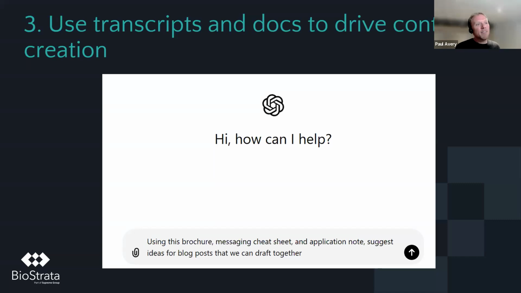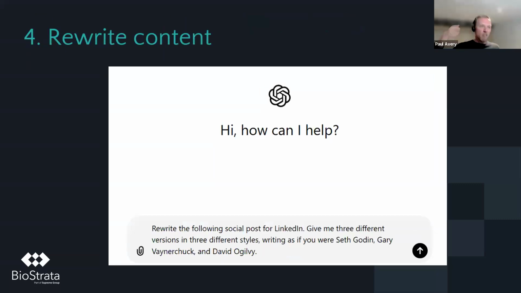So even as simple as giving it a blog post and asking it to write social posts to promote that blog post can work really well. And on that, you can also get creative. So one of my favorite things to do is to come up with a LinkedIn post. My LinkedIn posts are often not great and written quickly.